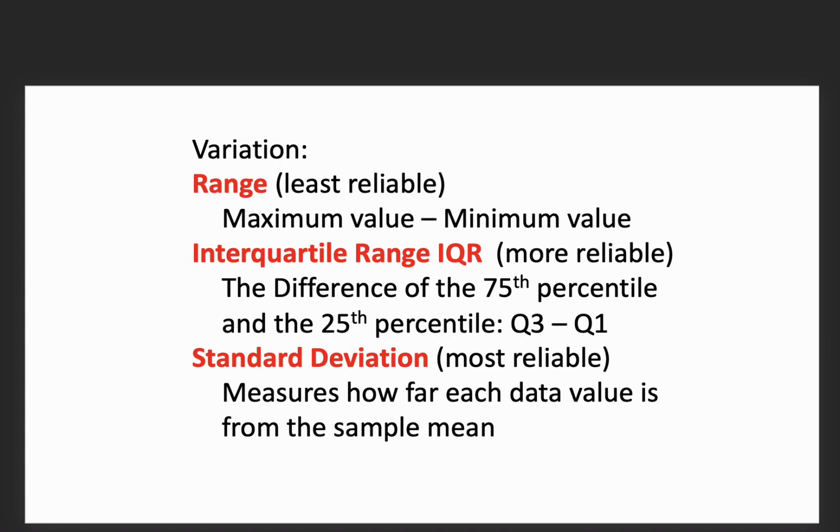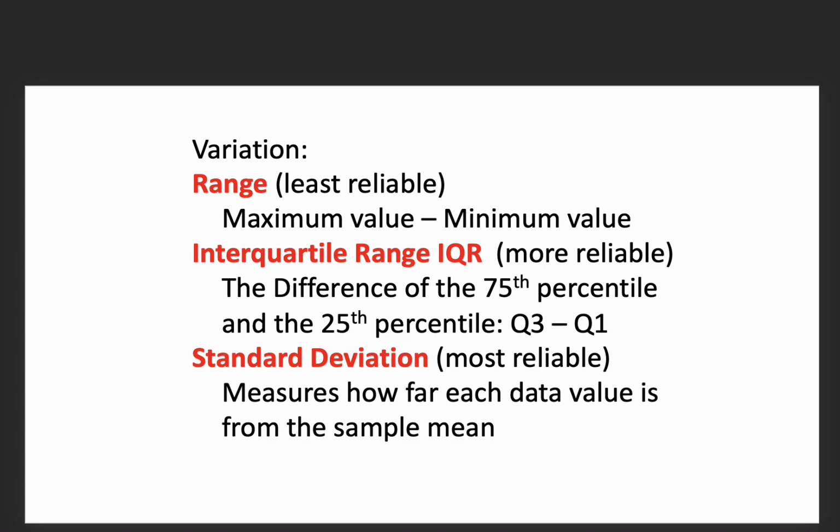The second is the interquartile range, which is the difference between the 75th and the 25th percentile. The symbol for the 75th is Q3. The symbol for the 25th is Q1, third quarter, first quarter.